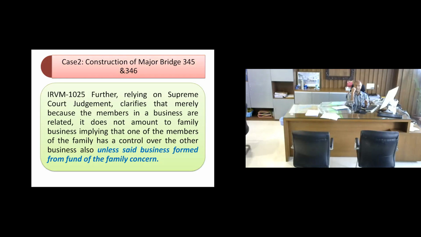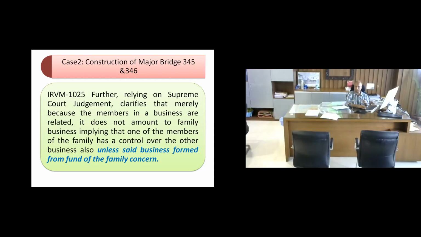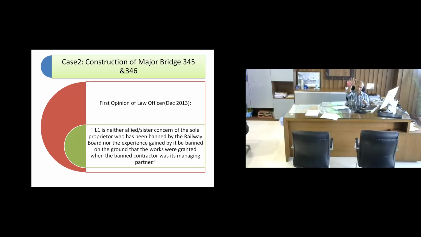Then IRIFM further says that there is a Supreme Court judgment which clarifies that merely because members in a business are related, it doesn't amount to family business, implying that one of the members of the family has control over the other business, unless the said business was formed from the funds of the family concern. This is the first opinion of the law officer, and the case was given to them. They said L1 is neither an allied concern nor a sister concern of the sole proprietor who has been banned by the Railway Board, nor is the experience gained by it to be barred on the ground that works were granted when the banned contractor was its family partner. So this was the opinion.